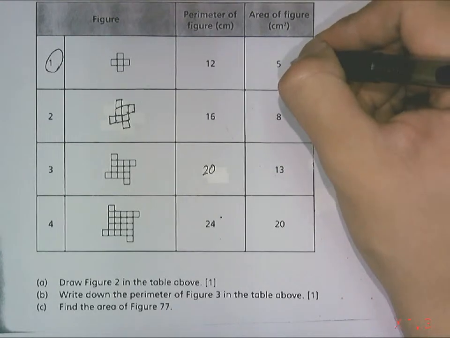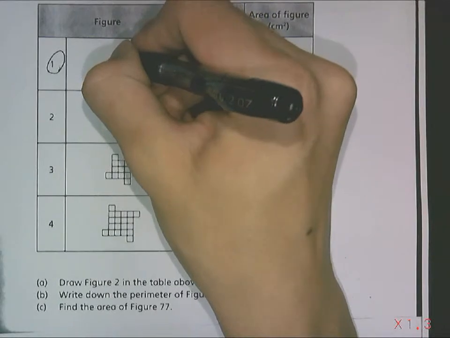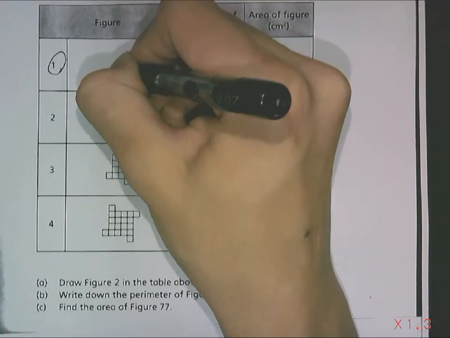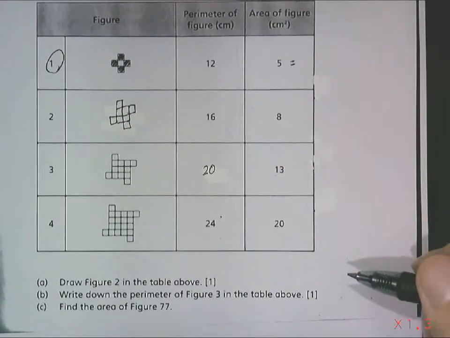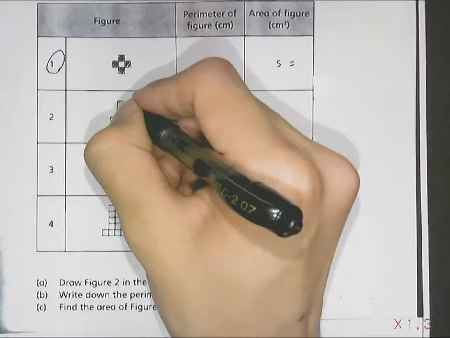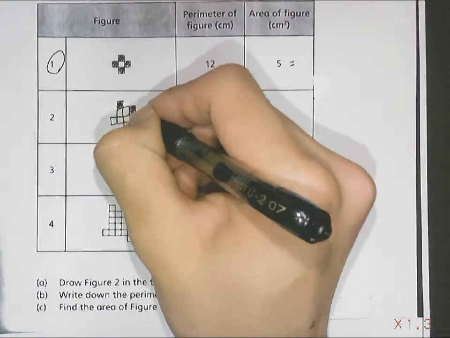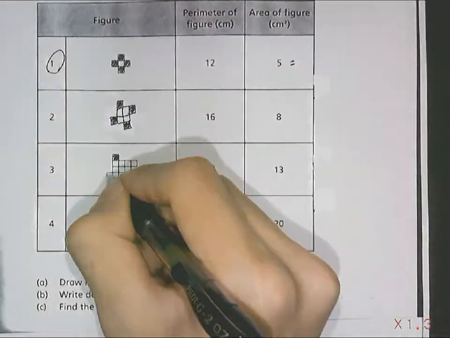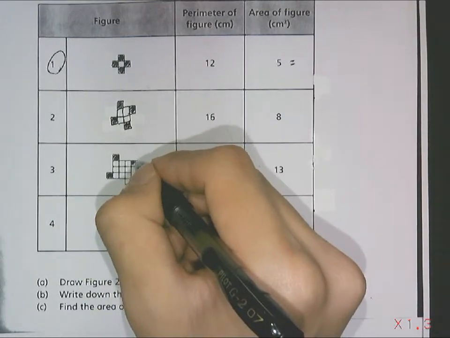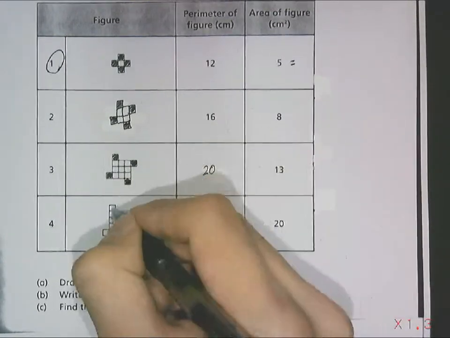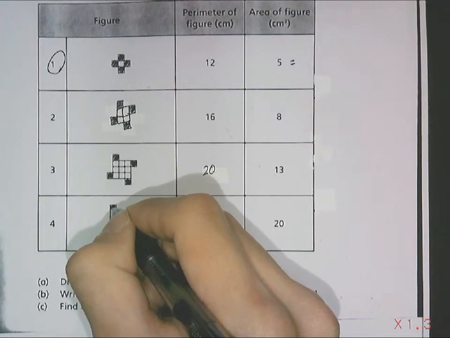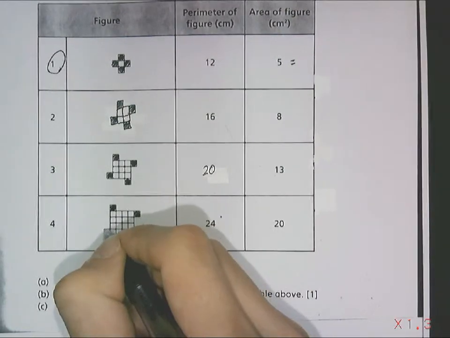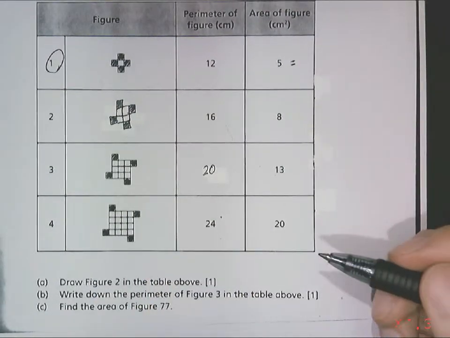Notice carefully that if I were to take out the 4 squares, each figure will have these 4 squares. So now I'm going to shade them. Shading these 4 corner squares in each figure, you will notice that the remaining unshaded squares actually form up a square as well.